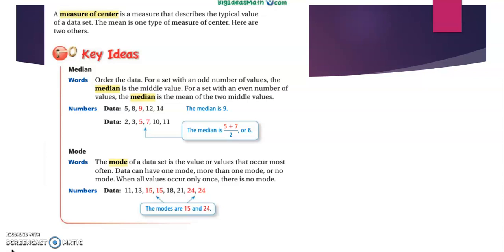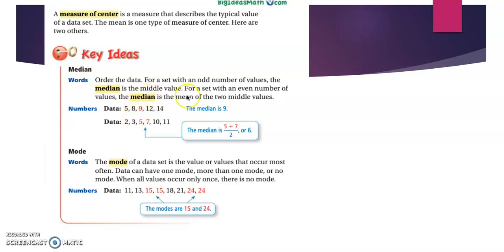The mean is one type of measure of center. Here are two others. Median. Median is basically the center of a set of numbers. For example, given this set of numbers, 5, 8, 9, 12, and 14, you put them in order from least to greatest. Since there's an odd number of data values, 1, 2, 3, 4, 5, it's pretty easy to find the middle. The middle would be 9, so the median is 9.